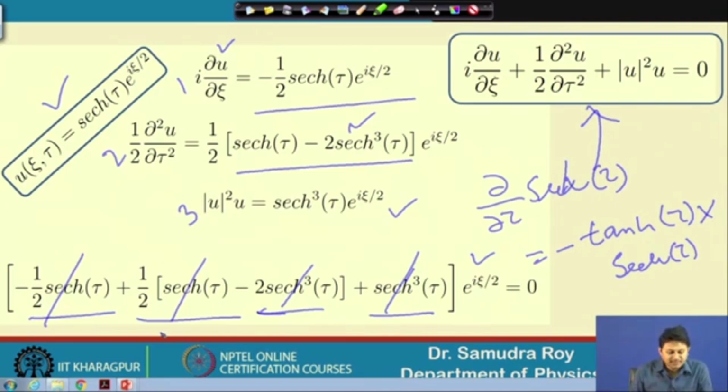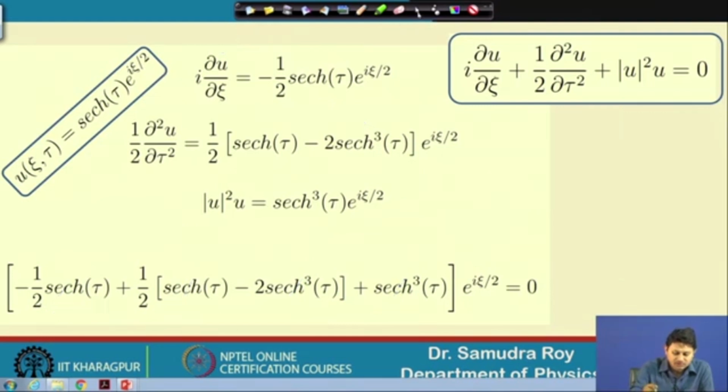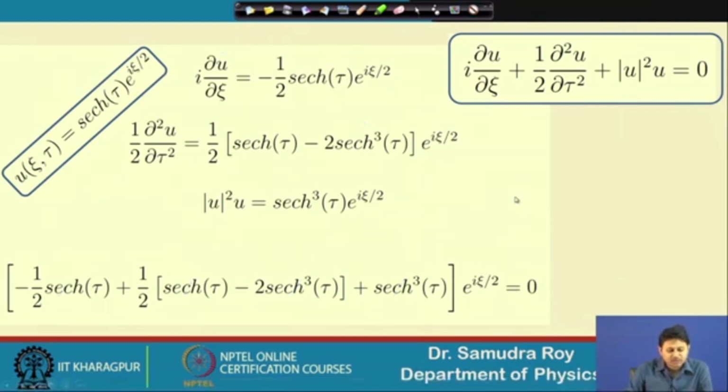So, we can see quite easily that if the solution is of the form sec hyperbolic tau, indeed this is a solution of the nonlinear Schrodinger equation. That means, for the nonlinear Schrodinger equation, the optical soliton should have a typical form, which is sec hyperbolic tau.